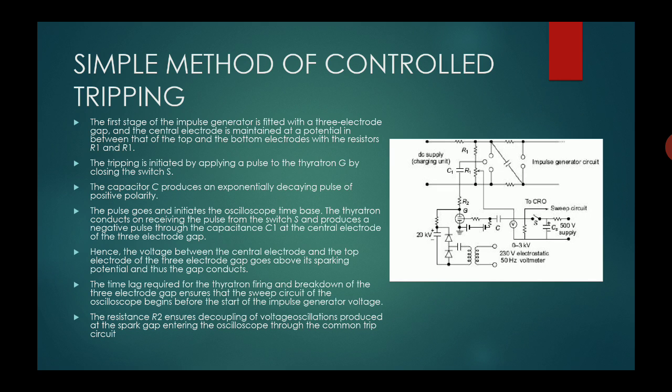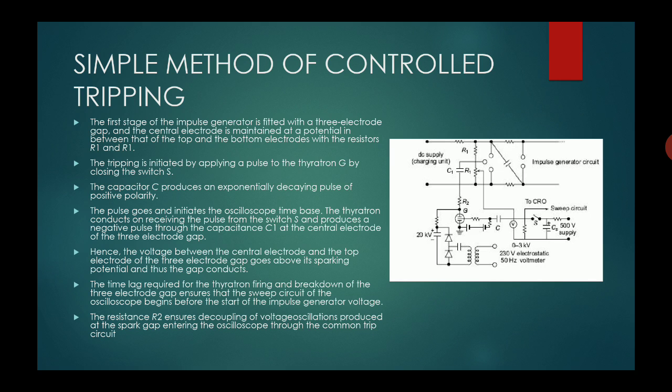So what is the basic thing is that we can control when the spark will occur by giving an external electrode and then creating a negative potential on the external electrode to facilitate the sparking. Basically, it is nothing but that. So, the voltage between the central electrode and the top electrode of the 3 electrode gap goes above the sparking potential and the gap conducts.